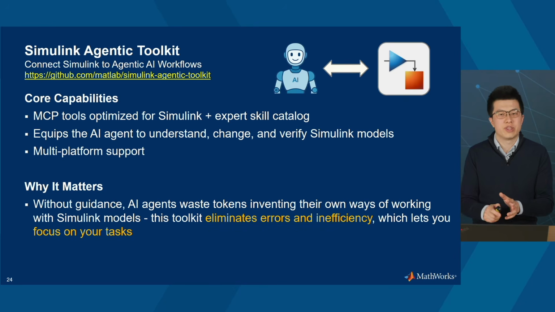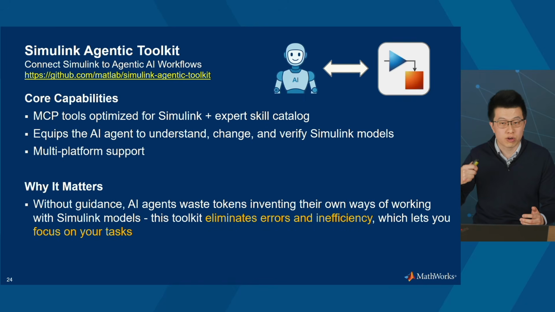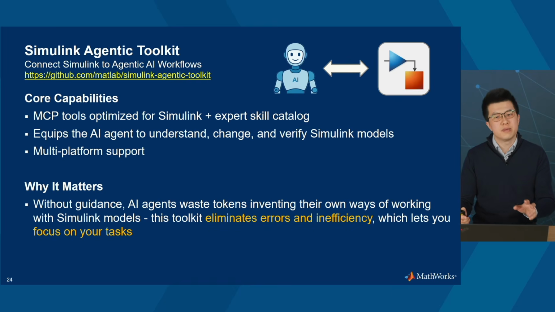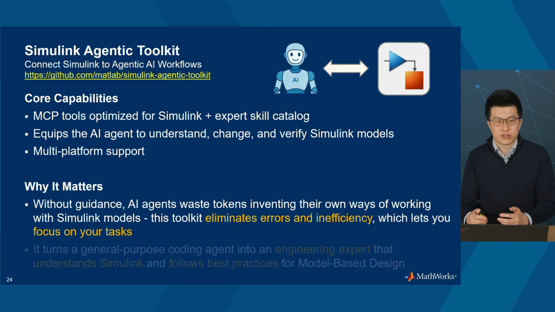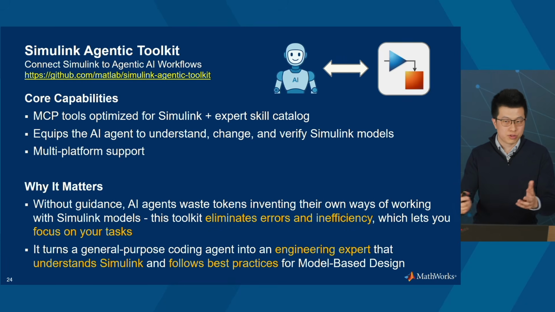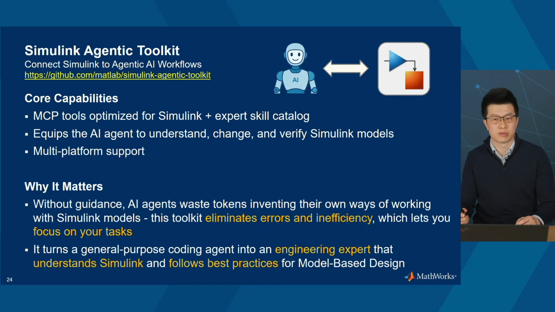What we're seeing is that without guidance from the toolkit, AI agents waste a lot of tokens trying to invent their own ways of working with Simulink. They take guesses at API calls, they hallucinate block names, sometimes they break existing connections. So the toolkit eliminates that trial and error process so you can really focus on the actual engineering problem that you're solving. In general, the toolkit turns a general-purpose coding agent into a real engineering expert, one that understands Simulink and follows best practices right out of the box.